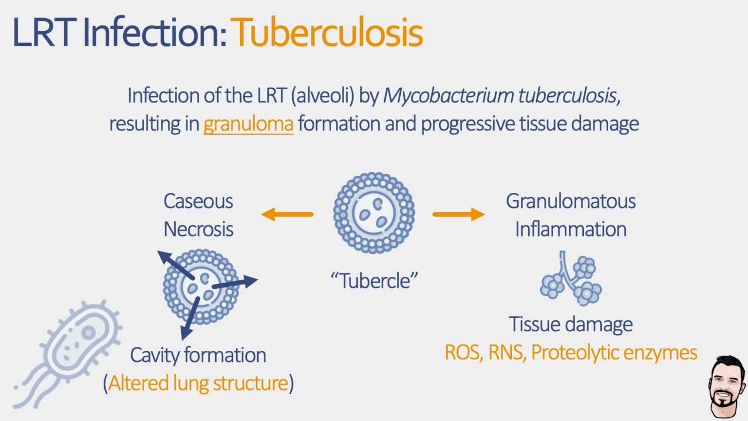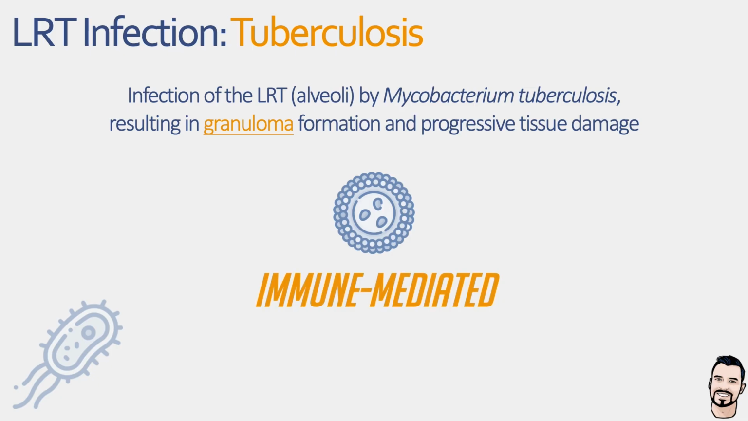Now, one of the key aspects of this disease is that it is what we would call an immune-mediated disease. I haven't talked about any toxins up to this point, and that is because they aren't required for infection and disease. The disease arises from how Mycobacterium tuberculosis interacts with the immune system, triggering that continual inflammation while cells hide within the macrophages, and it's that inflammation that causes cell damage.